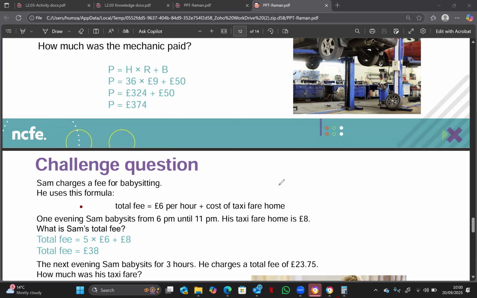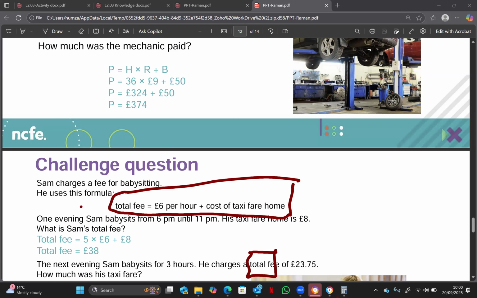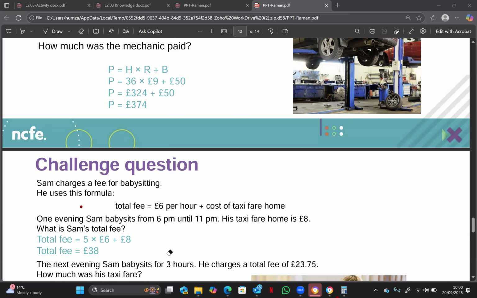So, I would add the values that they give us, I would put it into this. They've told us what the total fee is. They've told us the total fee is £23.75. So what I would do is £23.75 equals. They've also told us how many hours he works for, right? Three, exactly.